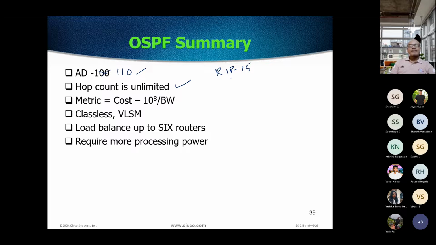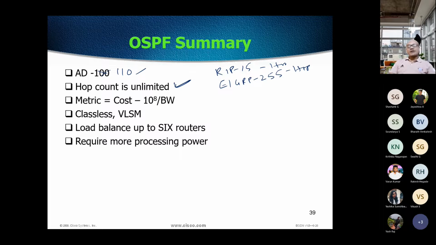15, right? Yeah. What about EIGRP? 90. 255. 255. Sorry. Hop counts. Yeah. Hop count. So hop count here, unlimited. OSPF, unlimited. Good. Unlimited.